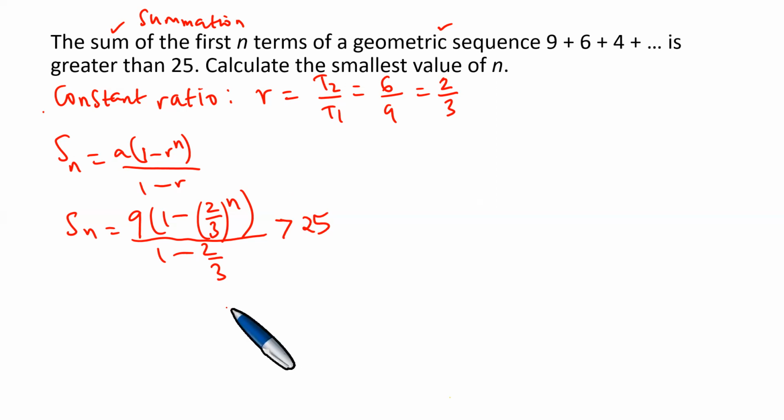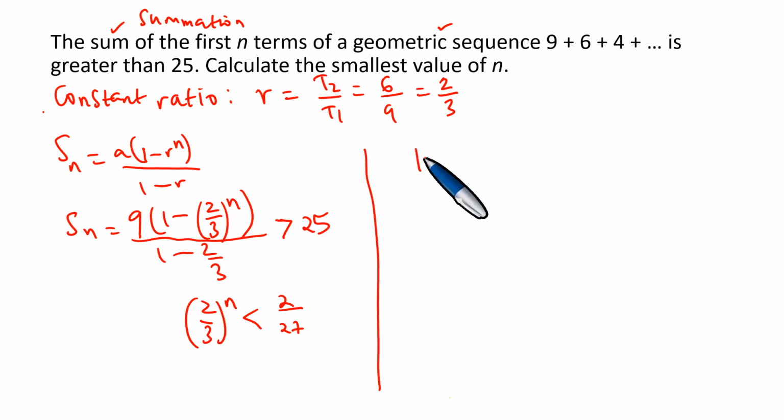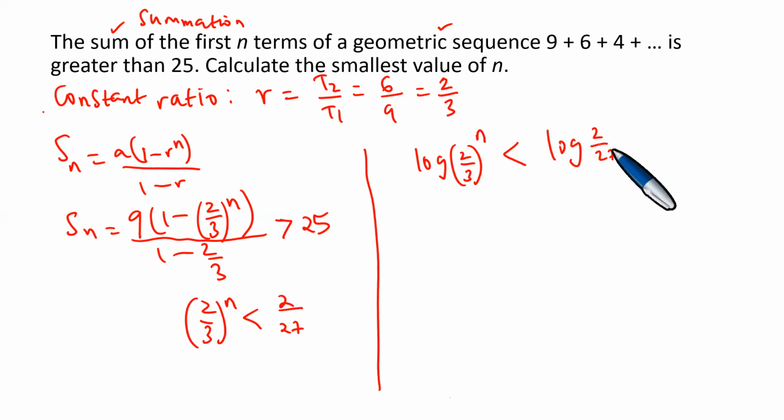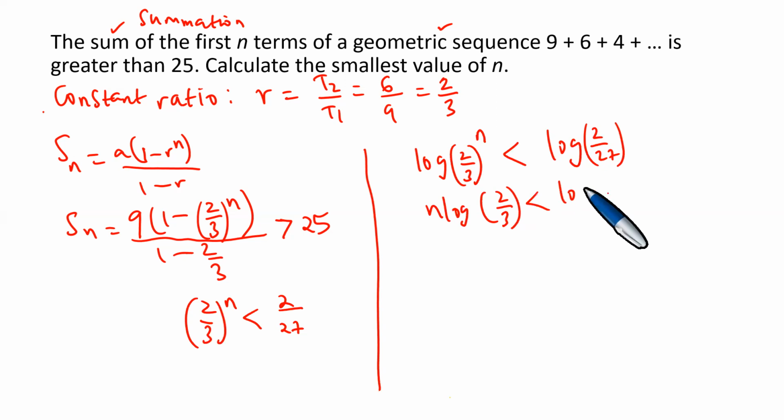Right. So if you manipulate everything here, I'm not going to waste a lot of your time there, but it becomes 2 over 3 to the power n less than 2 out of 27. That's what it becomes. All right, if we solve for n out of these, you take the log both sides. So it becomes the log of 2 over 3 to the power n, and then the log of 2 out of 27.